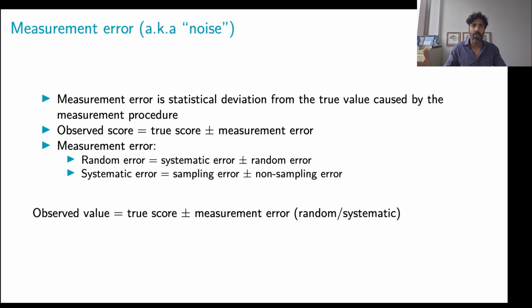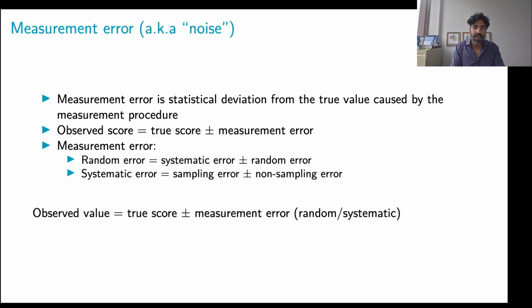But within the context of what we're talking about today, it's all about imagining that you have an observed score, and in an ideal world, that's representing the true score. But in reality, we know that there's some degree of measurement error that's occurring. So our observed score is the true score plus measurement error. Measurement error is the statistical deviation from the true value caused by the measurement procedure. And so it can be random or it can be systematic.